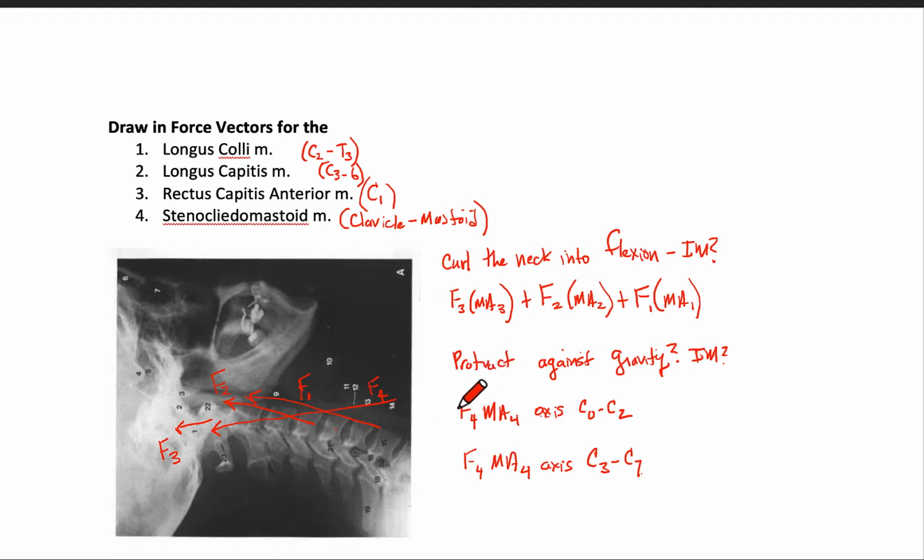sternocleidomastoid. So we would have the moment generated by the sternocleidomastoid into extension on the upper cervical segments, so at each one of those vertebrae and their axis point, and then the flexion moment caused by the sternocleidomastoid at the lower cervical segments. So at C0-C2, this would be an internal extension moment, and then at lower cervical segments, this would be an internal flexion moment.